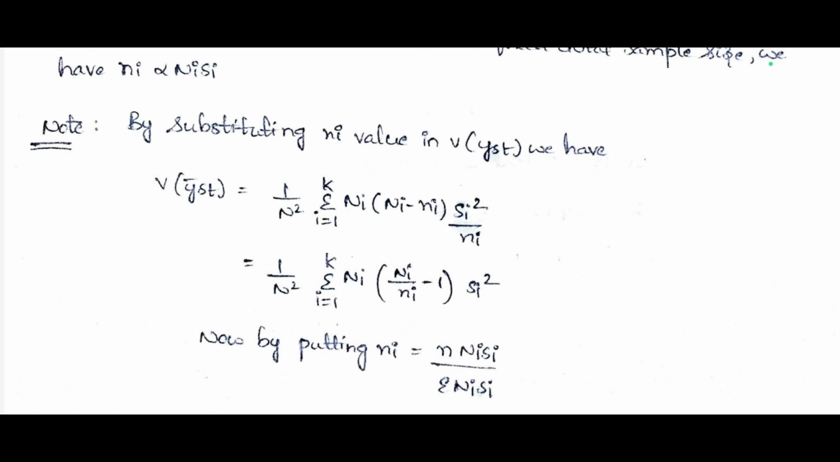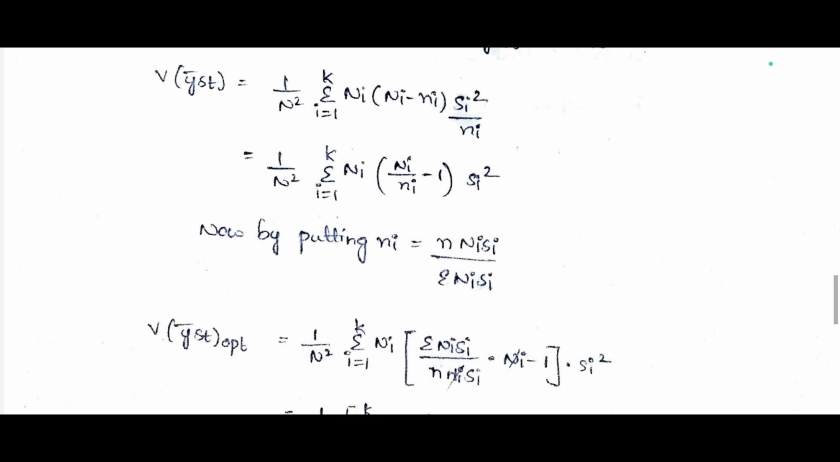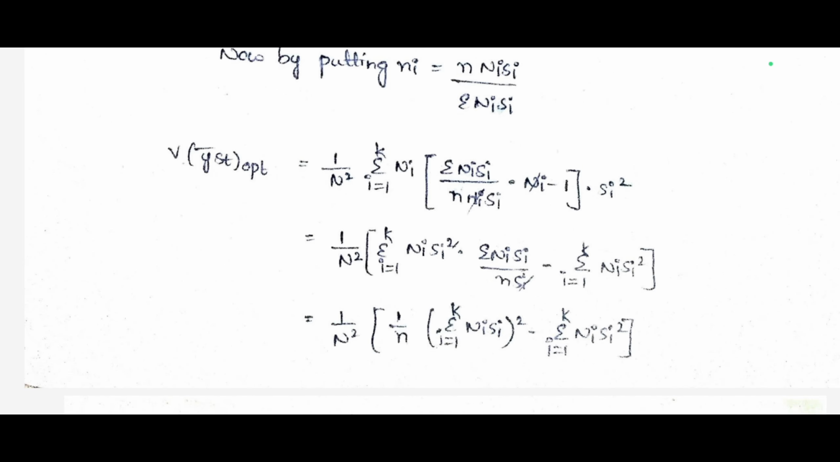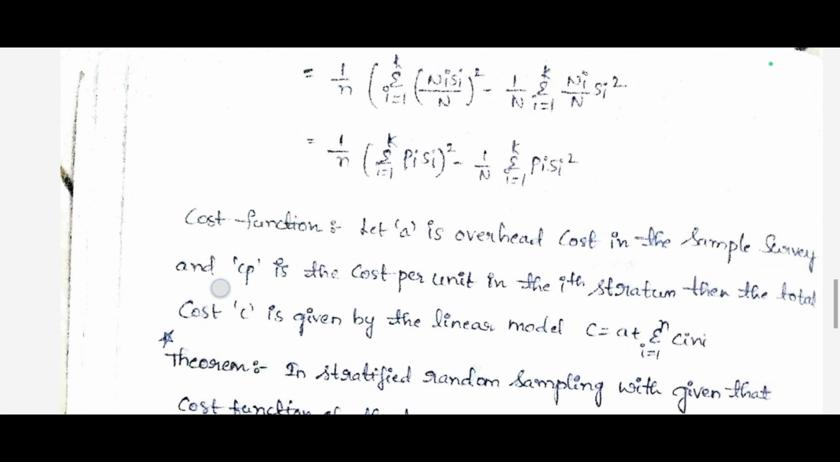Putting the ni value as n into Ni Si divided by the summation of Ni Si, we will get the value of the variance under optimum allocation. Wherever small n is there, you have to substitute that. After substituting and cancelling some values, on simplification you will see 1 divided by n of the summation, i runs from 1 to k, of Pi Si, whole square, minus 1 divided by N of the summation, i runs from 1 to k, of Pi Si square. Here is the whole square, here is the individual square.